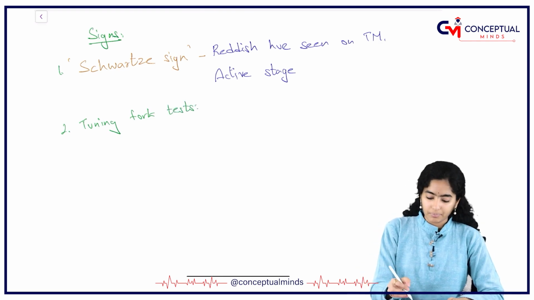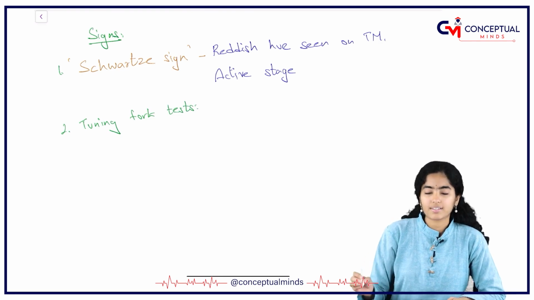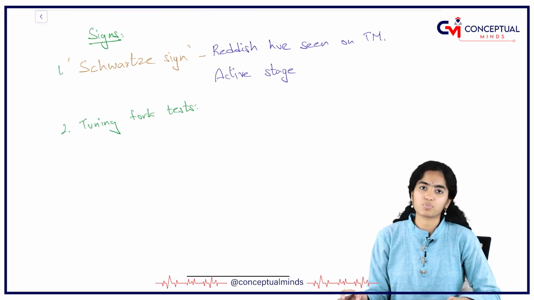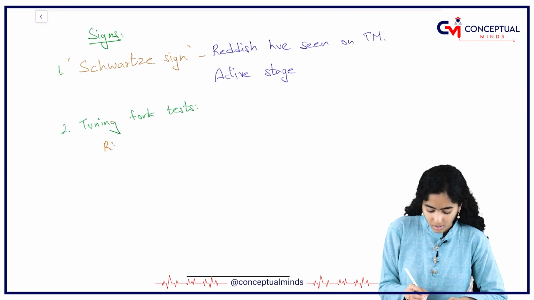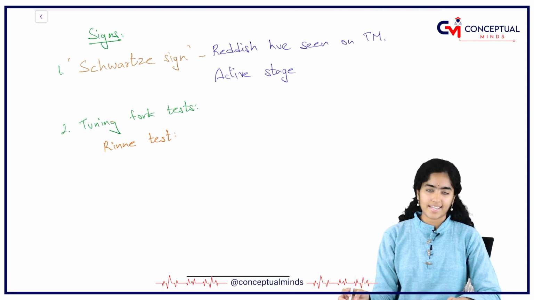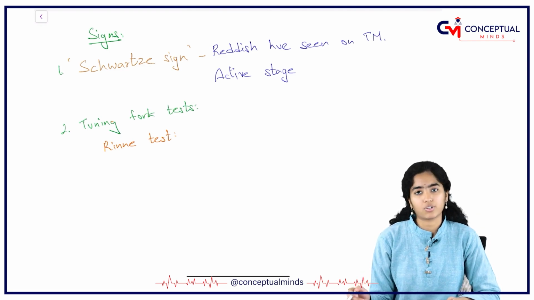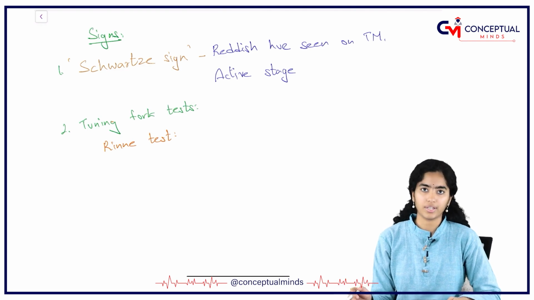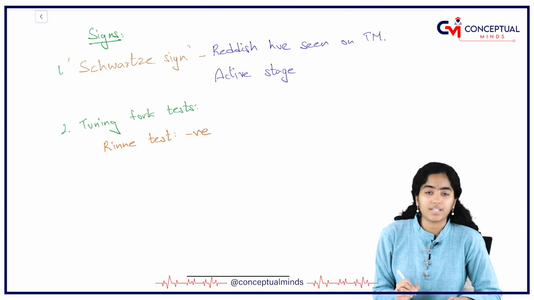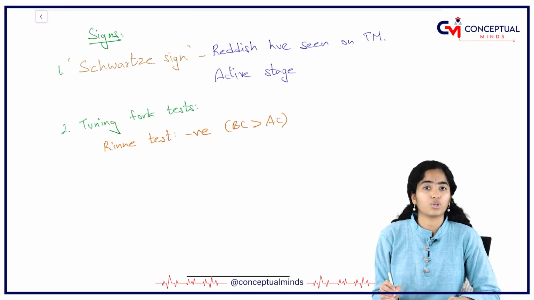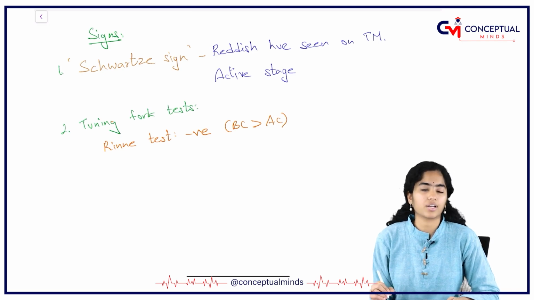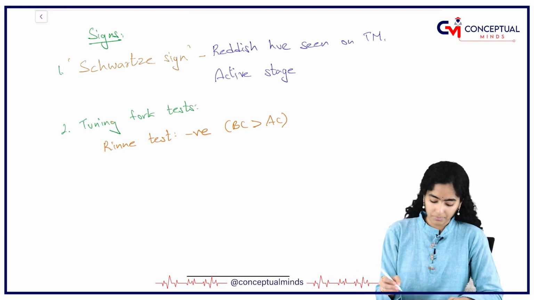First, we do Rinne. Now, I told you it is conductive type of hearing loss that is most often seen. So, when there is conductive type of hearing loss, what will be the result of Rinne's test? Rinne's test says bone conduction is better than air conduction if there is conductive type of hearing loss. So, Rinne is negative. That is, bone conduction is better than air conduction. In a normal person, Rinne is positive. Air conduction is better than bone conduction.